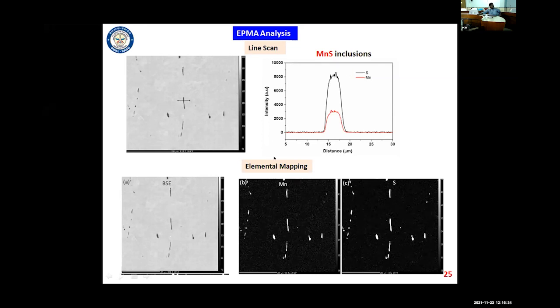You can also see the elemental mapping. This is also a BS image. So the same thing I have shown here by line scan. If you see these particles, you also see the brightness. Wherever the manganese is in this particle, it shows high brightness, and also sulfur shows brightness in the elongated particles. This indicates that it is enriched with manganese and sulfur. So I have confirmed these particles are manganese sulfide by line scan, EPMA, and also using elemental mapping.